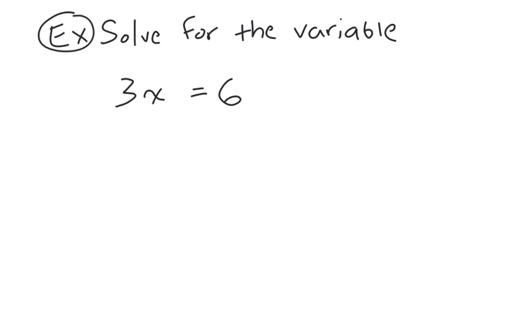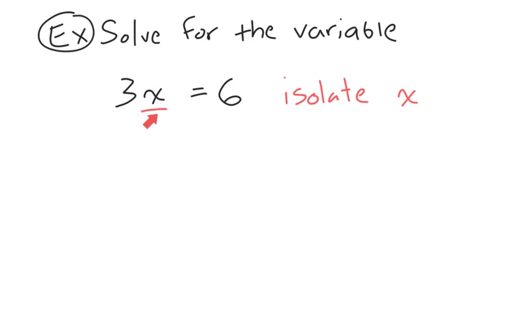In our next example, we are going to solve for the variable in the following equation, 3x equals 6. The very first thing you want to do is identify the variable, and the variable here is x. Our goal is to isolate this variable of x. However, our variable of x is not isolated. It is not by itself. It is stuck with this 3.